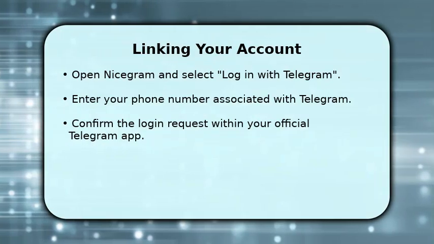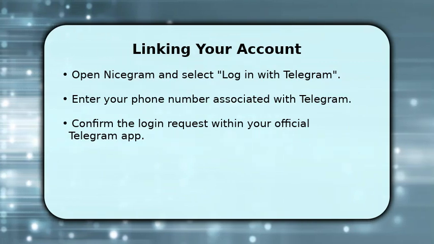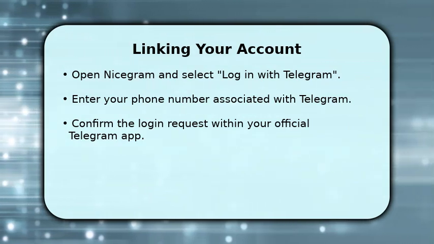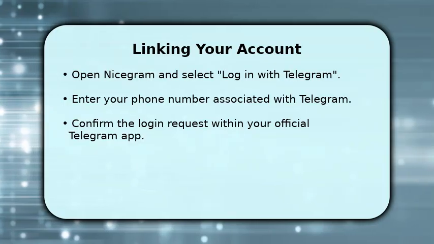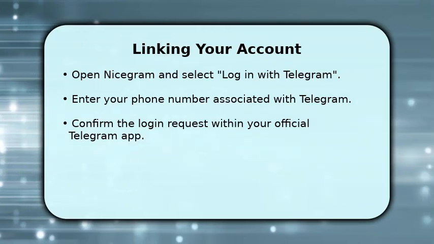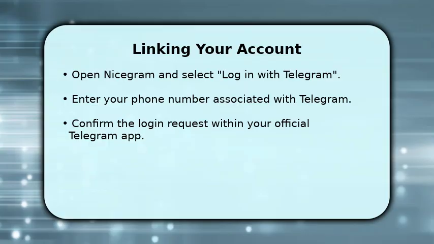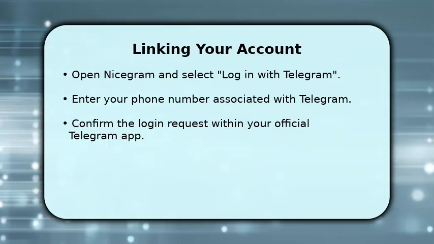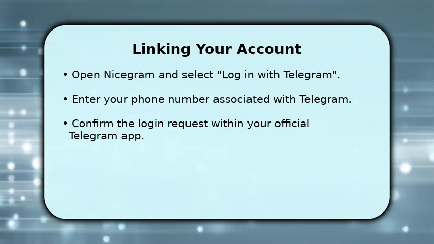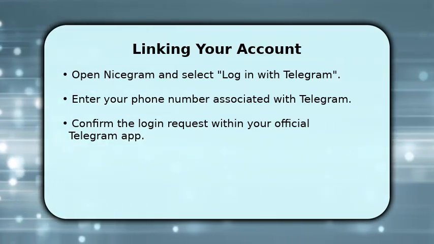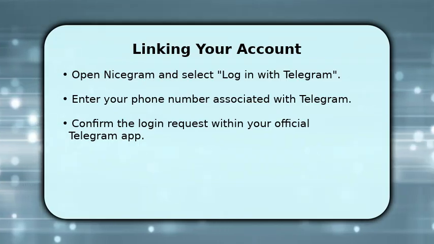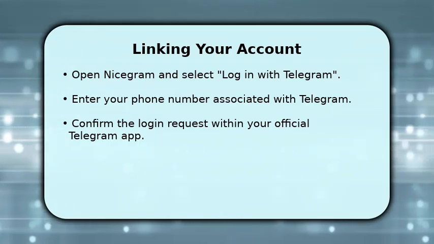To begin, open the Nicegram application on your phone. You'll see an option to log in with Telegram. Tap this, and then enter the phone number linked to your existing Telegram account. Telegram will then send a login confirmation request to your official Telegram app. Simply open Telegram and approve this request to proceed with the connection.